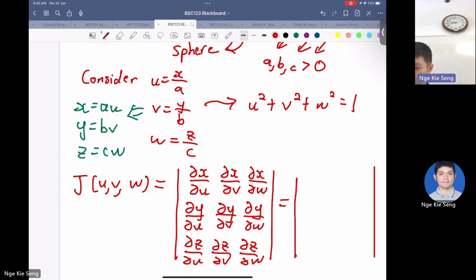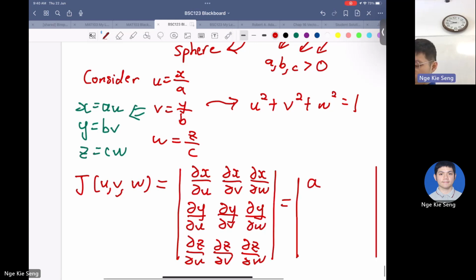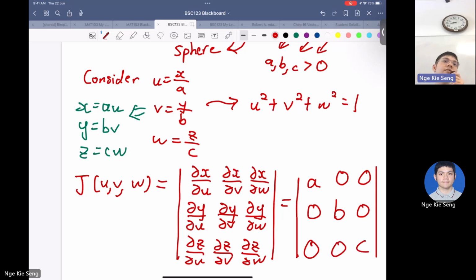dx/du, what do you get? A, dx/dv is 0, dx/dw is 0, dy/du is 0, dy/dv is b, dy/dw is 0, dz/du is 0, dz/dv is 0, dz/dw is c. Okay, so you can see that you get a diagonal matrix here. So what's the determinant of a diagonal matrix? Product of the diagonal. Okay, so it's abc.